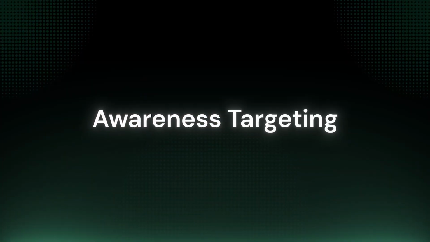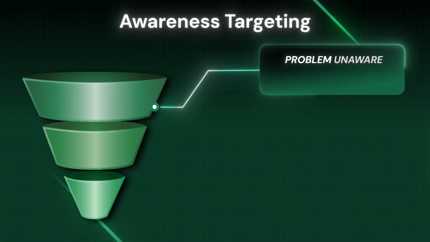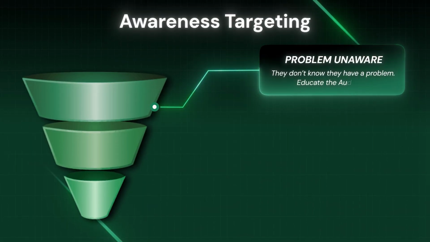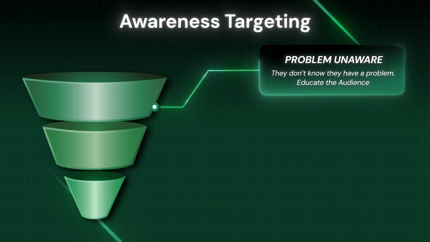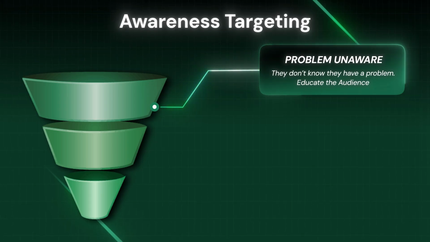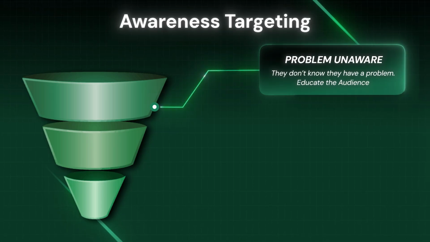Finally, let's talk about the awareness targeting framework. This is how you structure your campaigns for maximum scale. Think of your audience in 3 stages. Problem unaware, these are people that don't even know they have a problem. Your job is to educate and make them aware of the problem in their life that they didn't even know actually existed. So your creative focus here would be problem agitation, education, did you know style content.